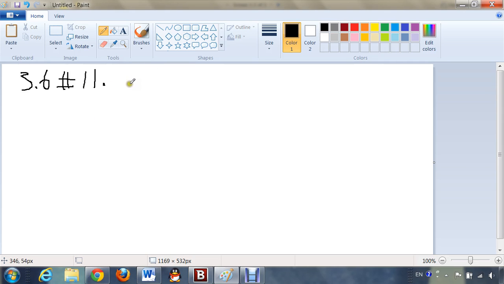Okay, so the problem is y equals 1 minus x over 7, to the negative 7 power. I rewrote the problem, but that's what it is.